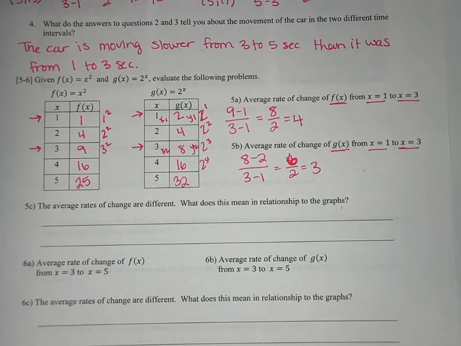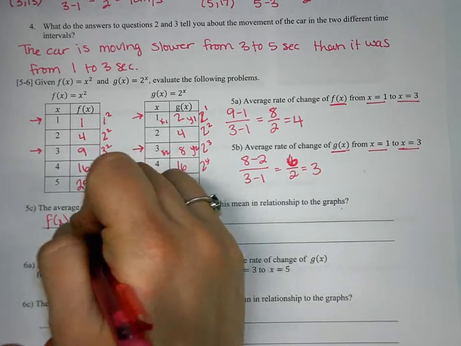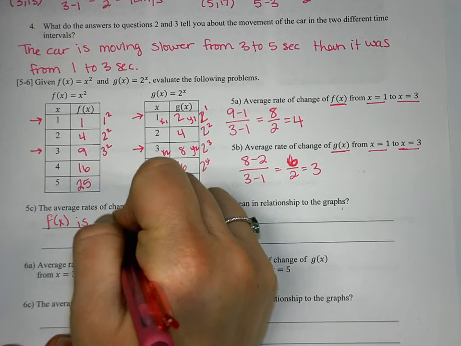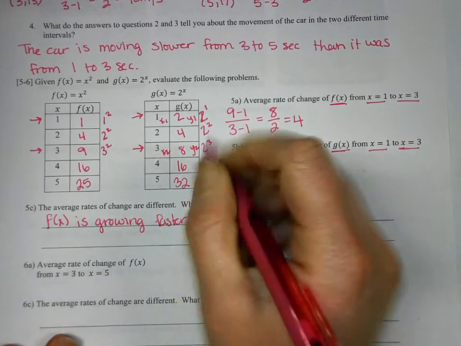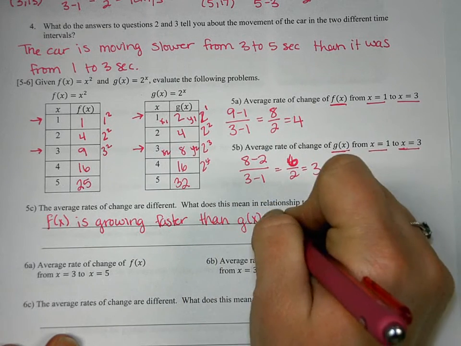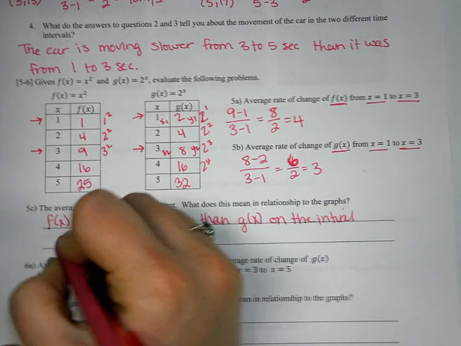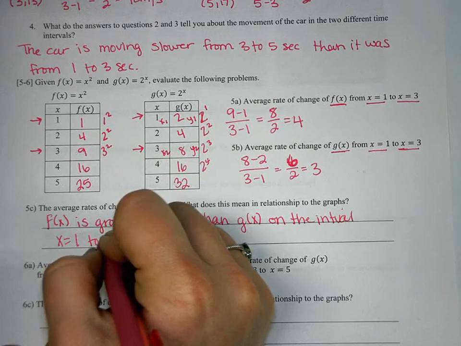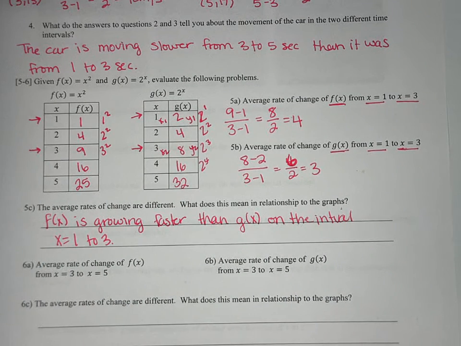So what we would say is something like f of x is growing faster than g of x on the interval x equals 1 to 3. So you have your comparison of one function growing faster than the other, and you have the interval. Yes, sir.